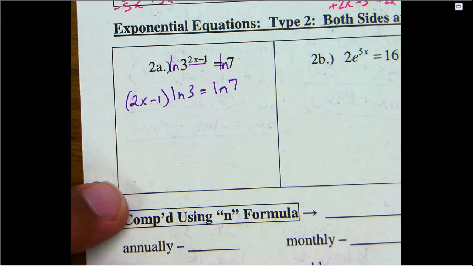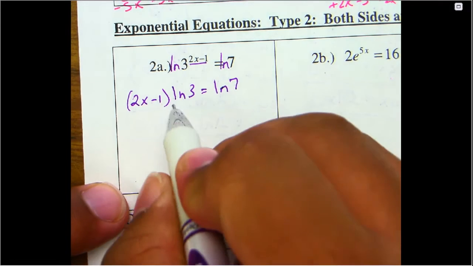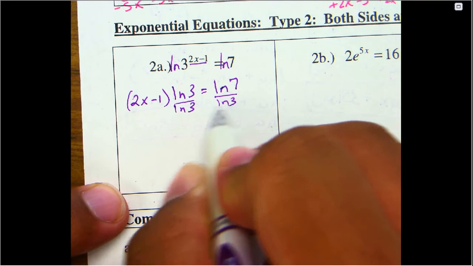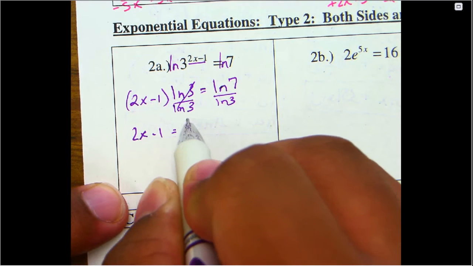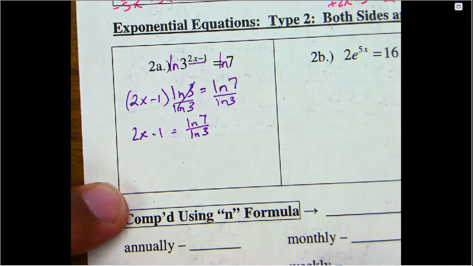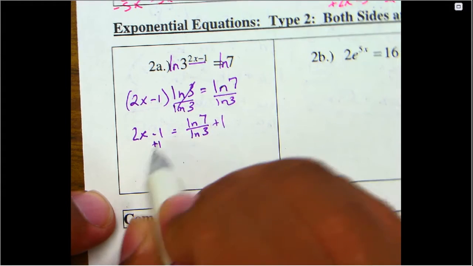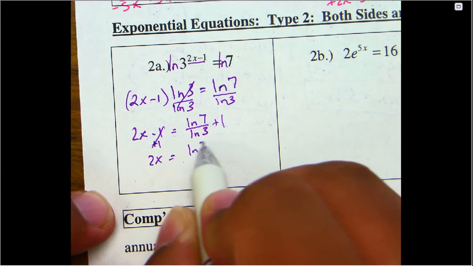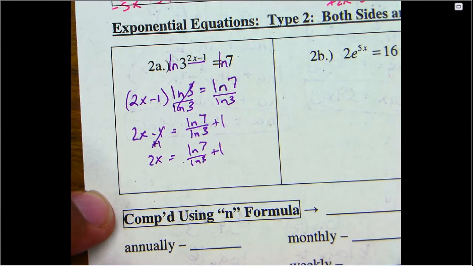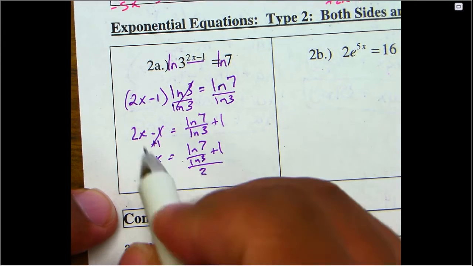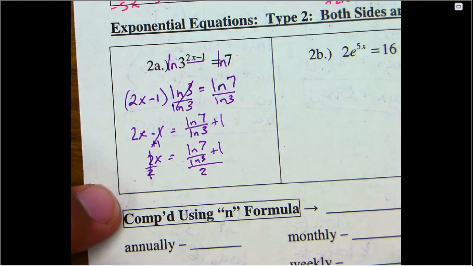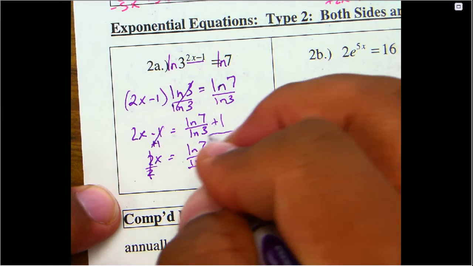So now we just solve for x at this point. I'm not going to distribute the ln of 3. I'm just going to divide by it first. So 2x minus 1 equals ln of 7 over ln of 3. Now I add 1 to both sides. 2x equals ln of 7 over ln of 3 plus 1. And notice I haven't simplified anything yet. I'm just doing those algebra steps. And then divide by 2. So this whole thing equals x.